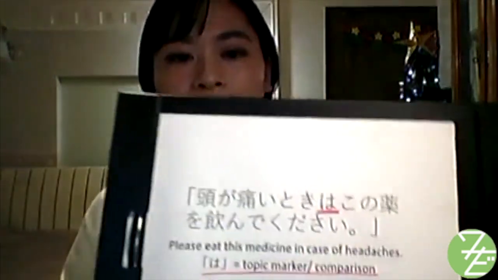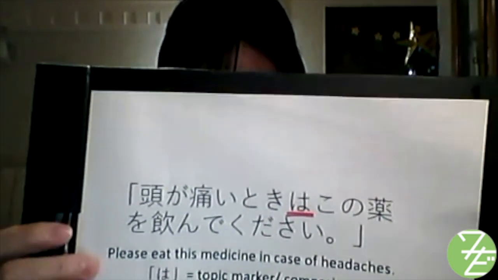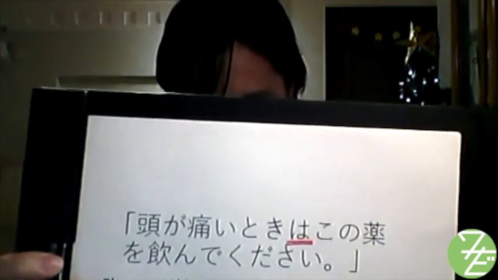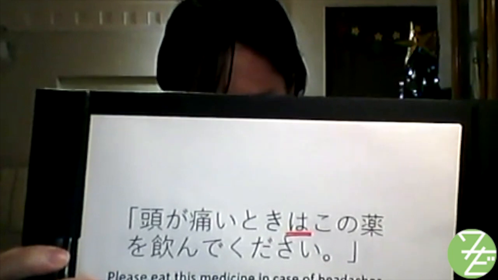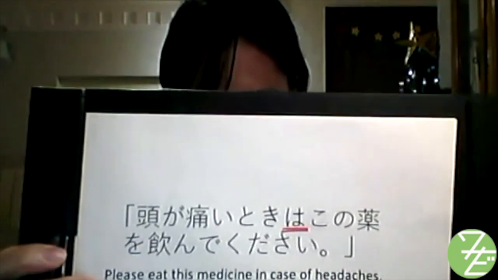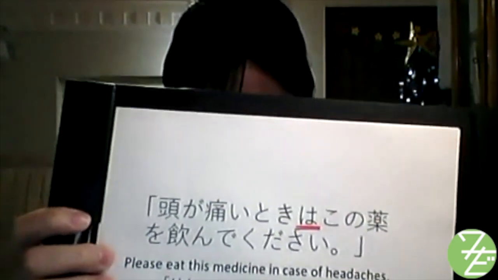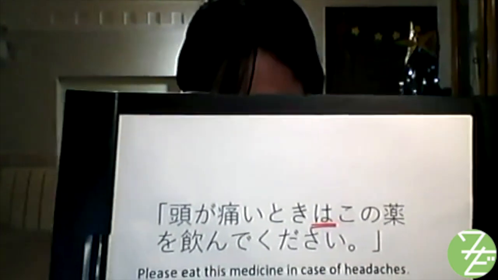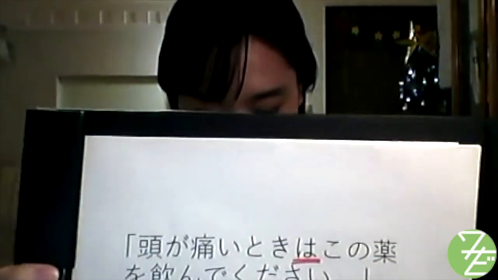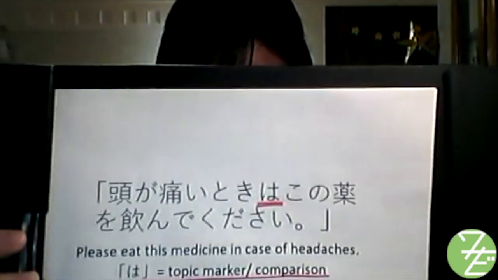First, as many of you might have already known, wa is a topic marker. Also, the key for this week's lesson is that wa is used for comparison. For example, 頭が痛いときはこの薬を飲んでください。The implication in this wording is that there is a comparison. So this sentence means compared to the time when you don't have a headache, please take this pill when you do have a headache. In other words, please take this medicine in case of headaches.